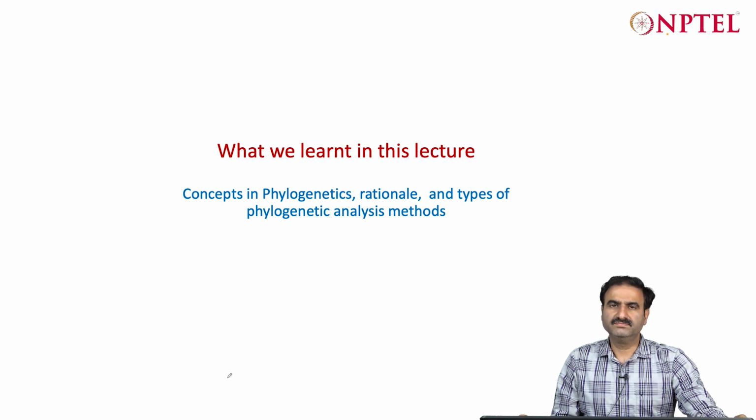In terms of speed, distance based is the fastest, whereas likelihood is the slowest, and parsimony comes in between the two. Depending upon the data you have and the type of sequences, you can use any of these three methods, either online or on a locally installed application.